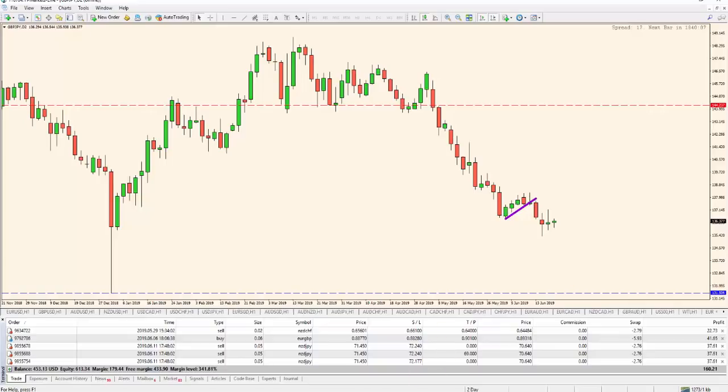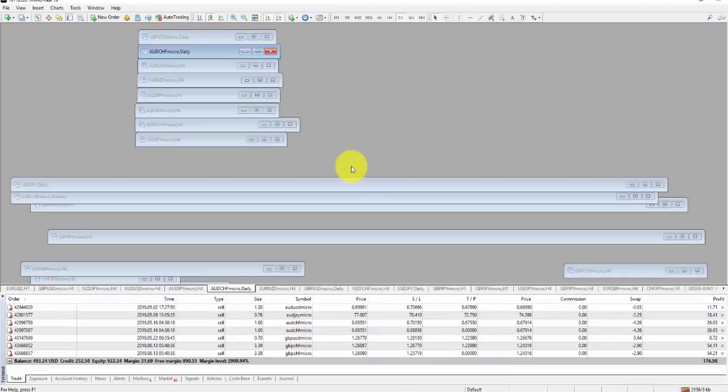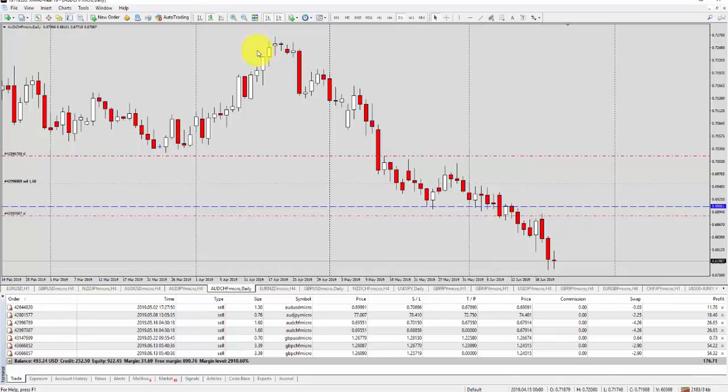If the market's not willing to give me a good entry opportunity at the right time, then I won't take it. It needs to be both. So I will look and say, okay, is the market trending? Yeah, it is. Great.